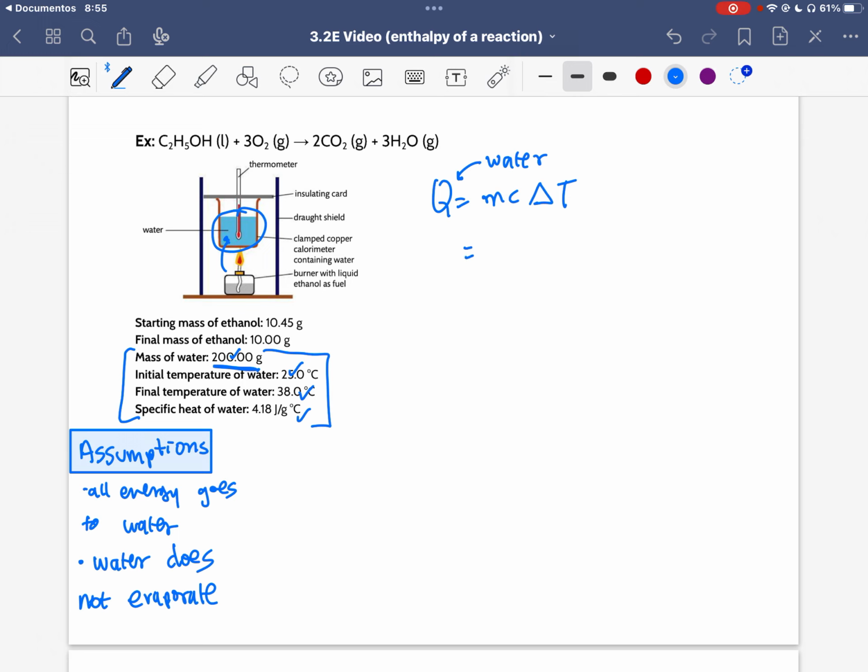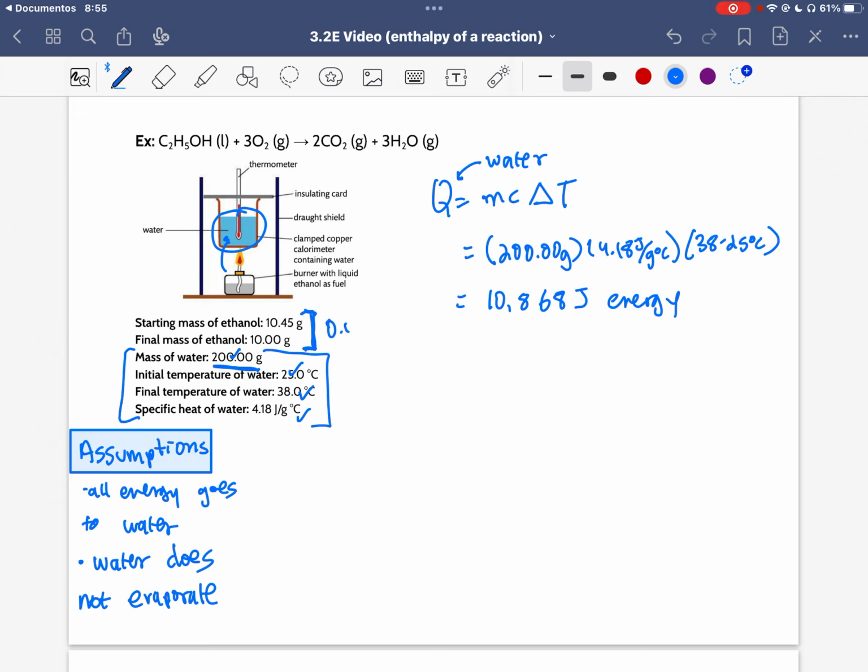Beautiful. Mass of my water, 200 grams. Specific heat is 4.18 joules per gram degree Celsius. Change in temperature is 38 minus 25 degrees Celsius. And we get 10,868 joules of energy. Great. So I found the amount of energy when this amount of ethanol reacts. So when I started with 10.45 grams of ethanol and I'm left with 10, that means 0.45 grams of the ethanol reacted. So that's good to know, I guess.